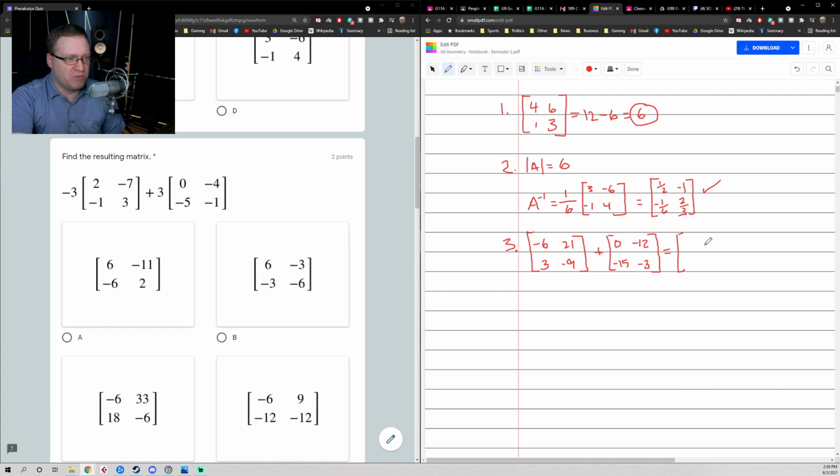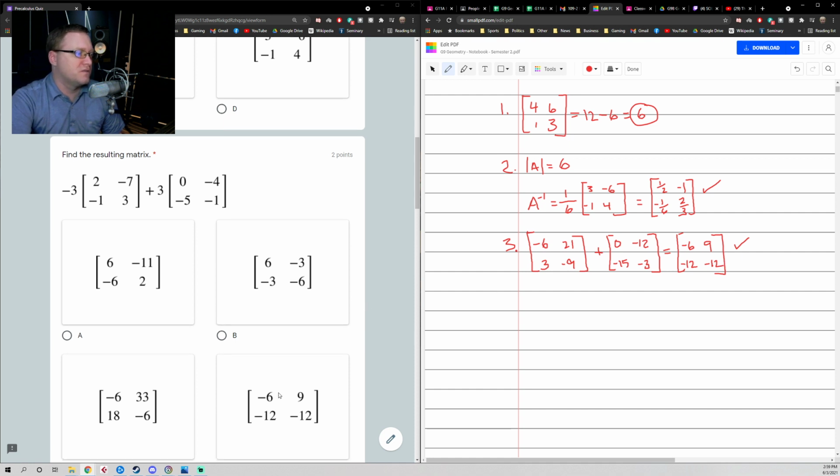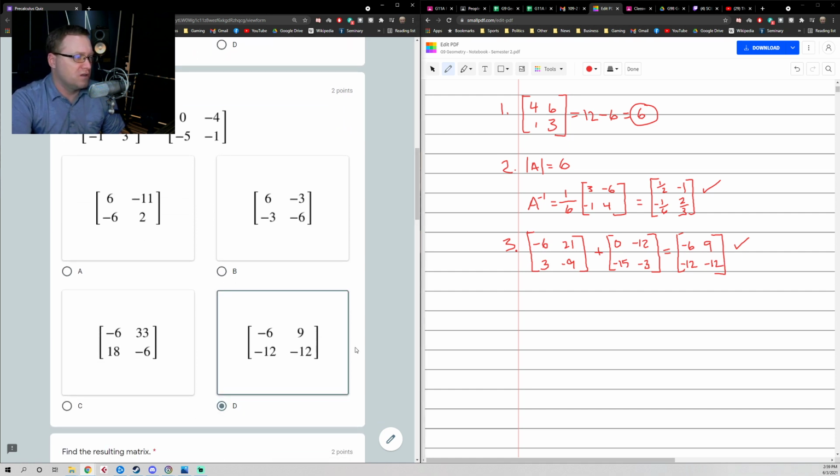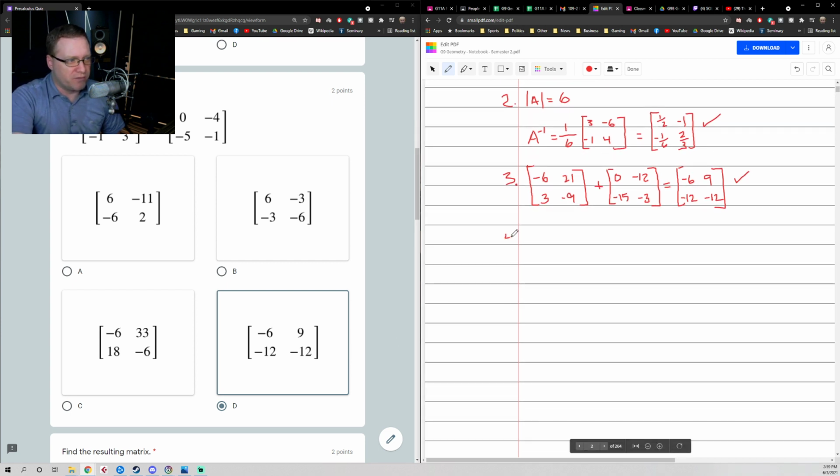So -6 plus 0 is -6. 21 plus -12 is 9. 3 plus -15 is -12. And -9 plus -3 is also -12. So our final answer is this -9, -6, 9, -12, -12, which is answer D. So that is the final answer. Let's go number 4.